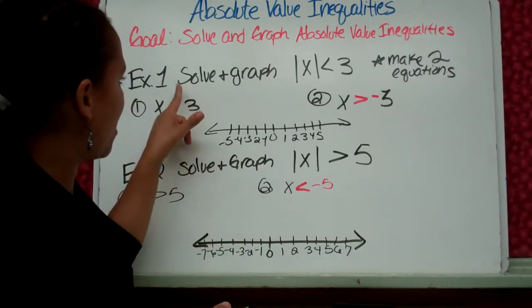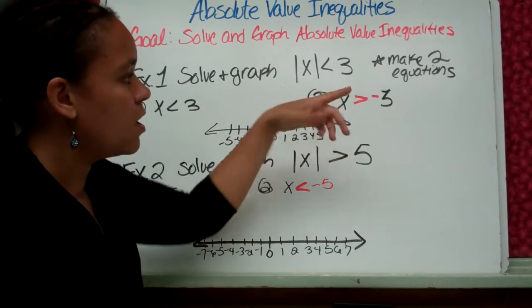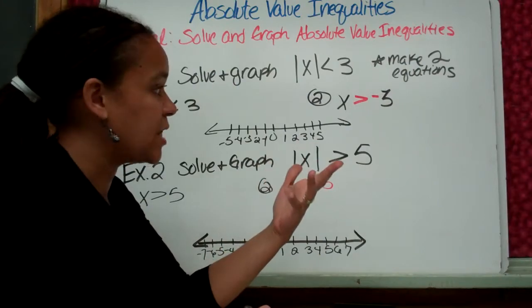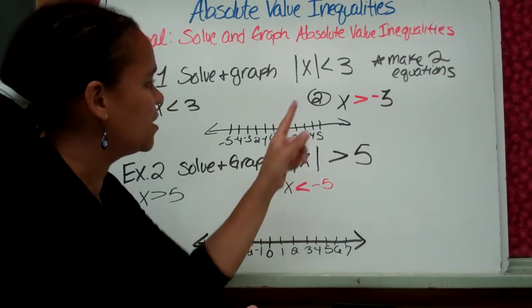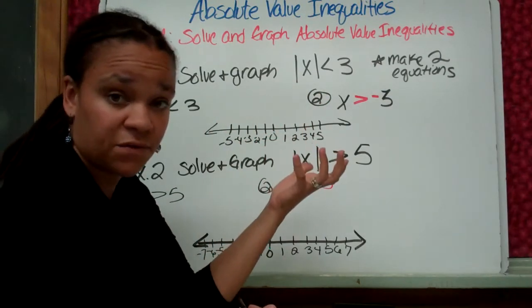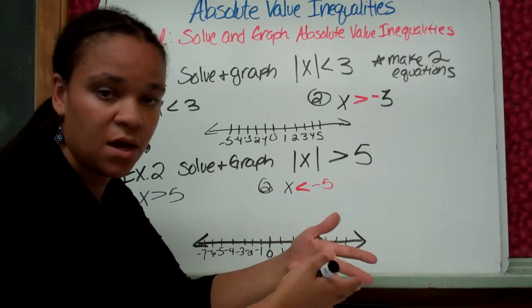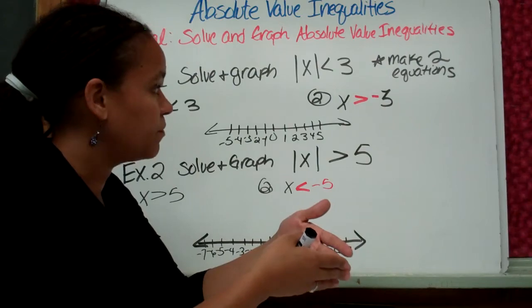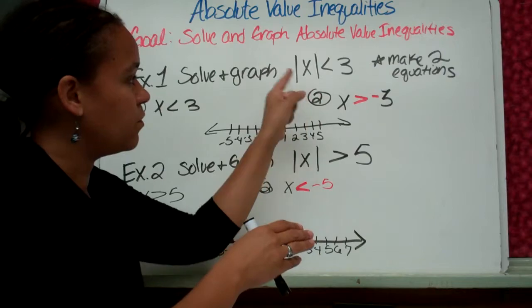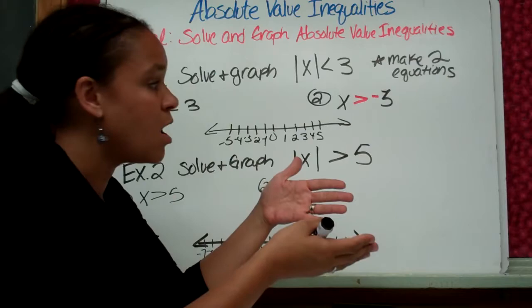Okay, so example 1: solve and graph the absolute value of x is less than 3. The way we do these, we're always going to make two different equations. The reason is because absolute value of x, just think, that could be negative 3, and if I took the absolute value, it would just be 3, or it could be positive 3. If I took the absolute value, it would just be 3. So that's why we set two of them up, because this value actually could have been negative or positive 3, so we need to look at two possible options.